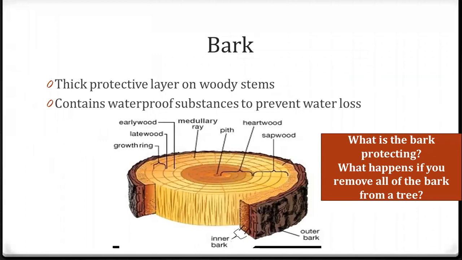Bark is a thick protective layer on woody stems, so it contains waterproof substances to prevent water loss. If you remove the bark, obviously your tree is going to dehydrate.